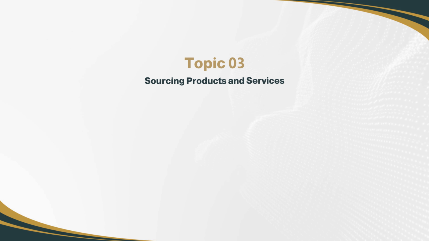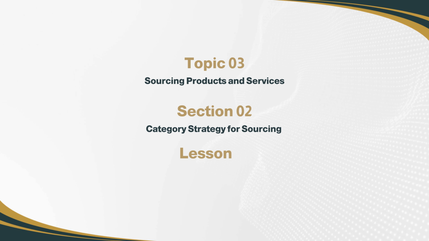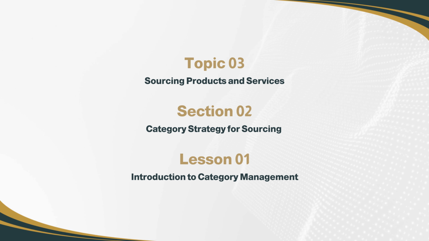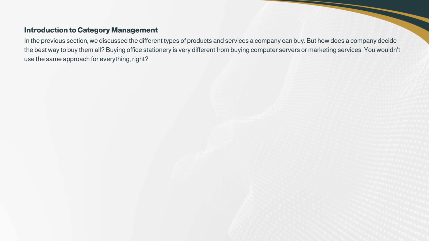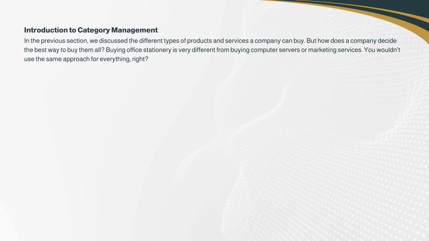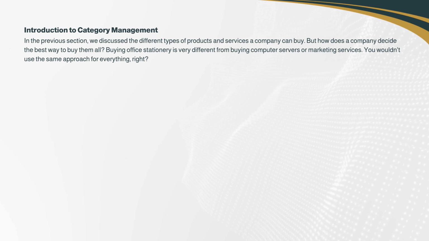Topic 3, Sourcing Products and Services, Section 2, Category Strategy for Sourcing, Lesson 1, Introduction to Category Management. In the previous section, we discussed the different types of products and services a company can buy. But how does a company decide the best way to buy them all?